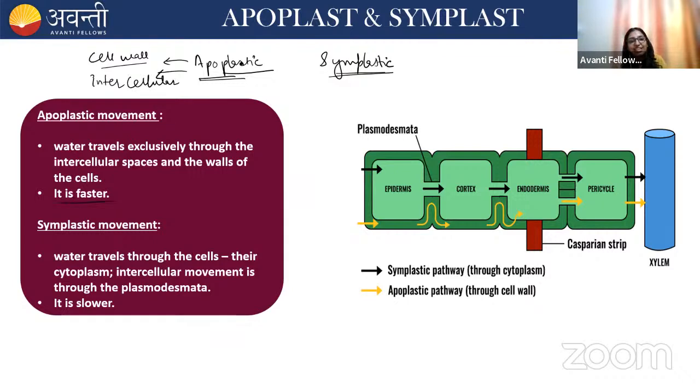And this movement is very fast. Apoplast is very fast. Why is it fast? Because there is no hindrance. Because the movement is taking place through the dead spaces. Right? So there's no hindrance.